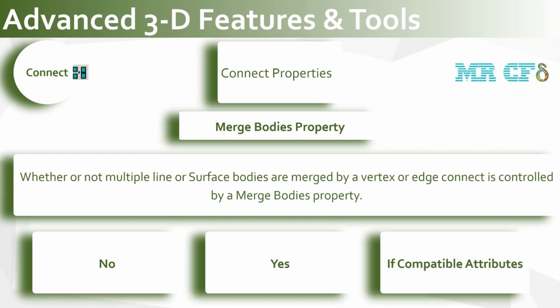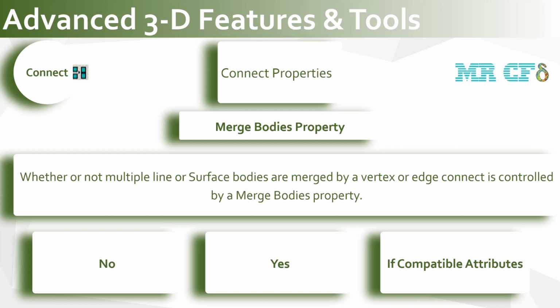A value of no indicates that multiple bodies won't be merged. A value of yes indicates that multiple bodies may be merged if any associated subset of selected entities can be fused. A value of if compatible attributes indicates that line body or surface body attributes must be compatible in order for merging to take place.